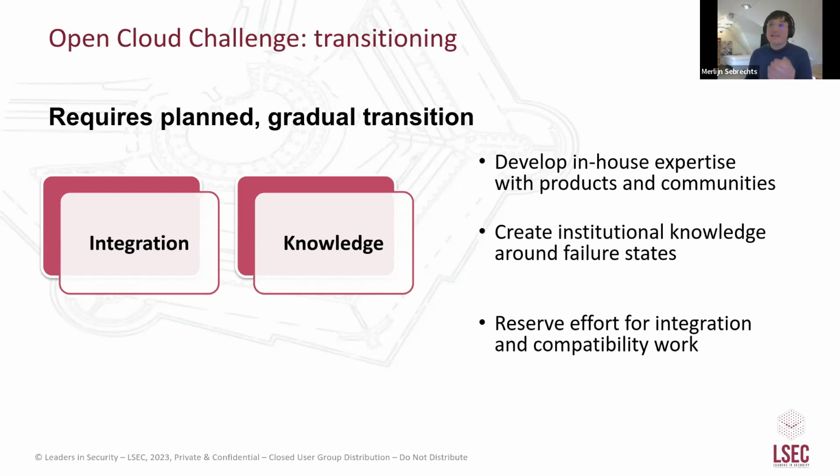We also see that it's very important for Kubernetes, for example, that you have more than a single person in your company who knows Kubernetes. Once you start to move to Kubernetes, you need to have broad knowledge within your employee base of Kubernetes in order to make that transition successful. You need to also create institutional knowledge about failure states. Open cloud technologies, simply because it's different software, will have different failure states, and you really need to know what to do if something fails in production.